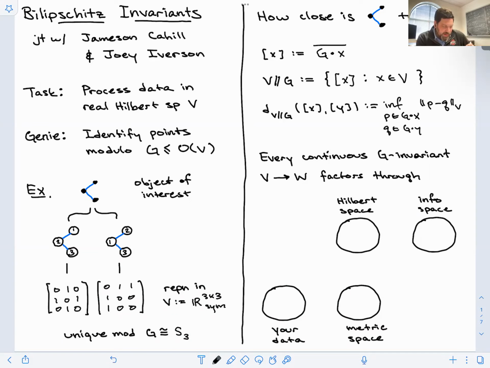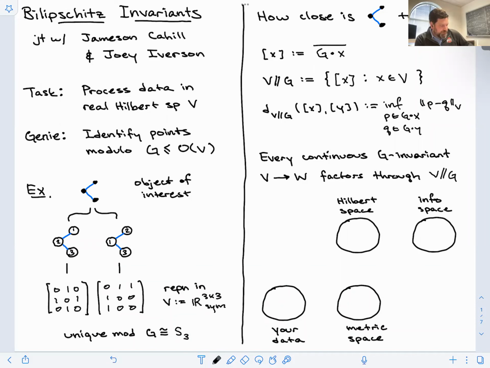The reason this metric quotient, we'll call it, is the correct thing to think about is that any continuous G invariant map is going to factor through this metric quotient. Okay, and that's going to be useful to us in a moment.